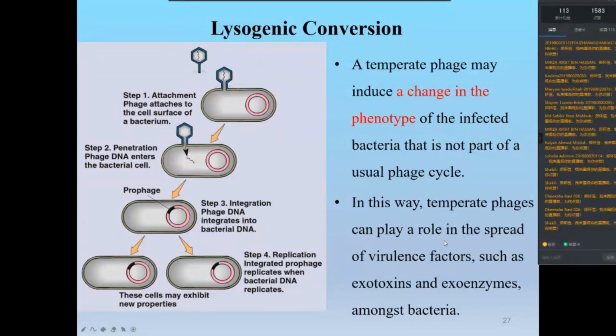For example, it can spread virulence factors, carry some virulence genes to the bacteria. And for example, it can carry some exotoxin genes or exoenzymes from one bacteria to another. So this we call lysogenic conversion.